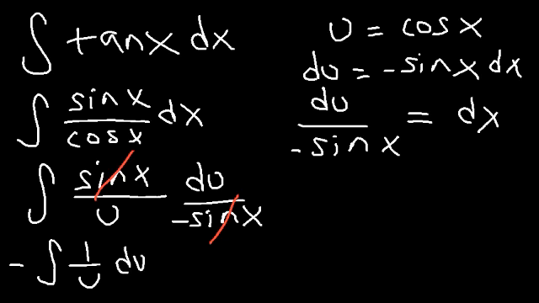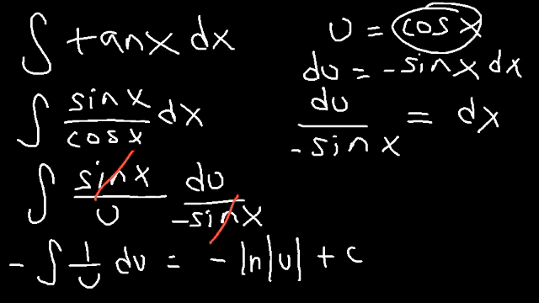If you recall, the antiderivative of 1 over x is ln x. So for 1 over u, it's ln of u. Now we can replace the u variable with cosine. So what we now have is negative ln cosine x.